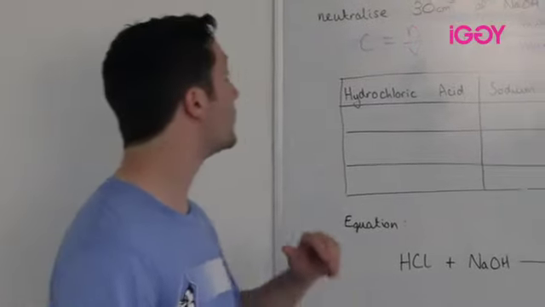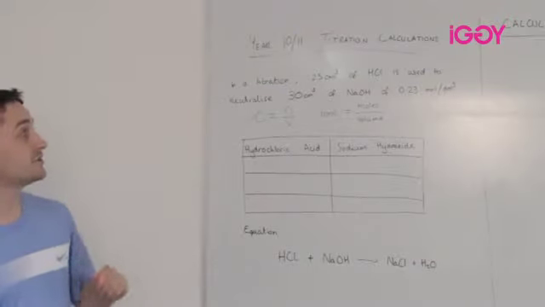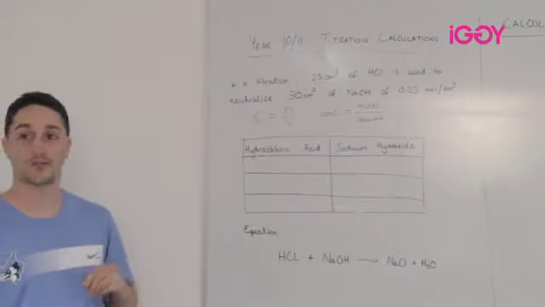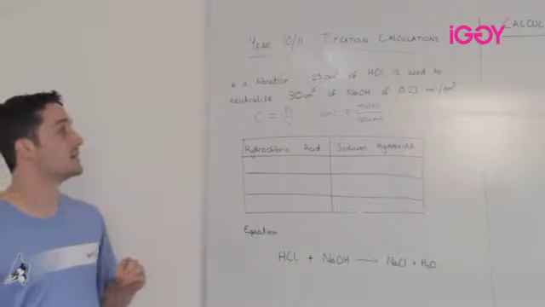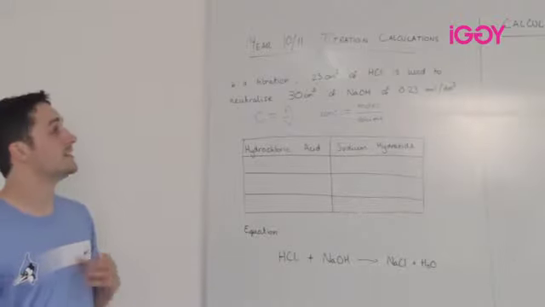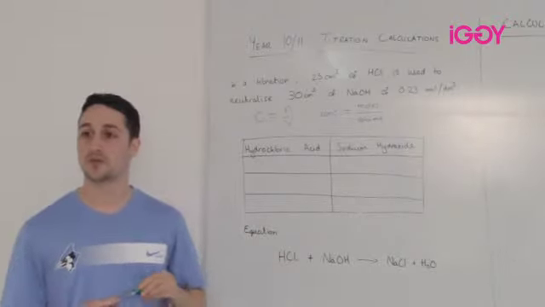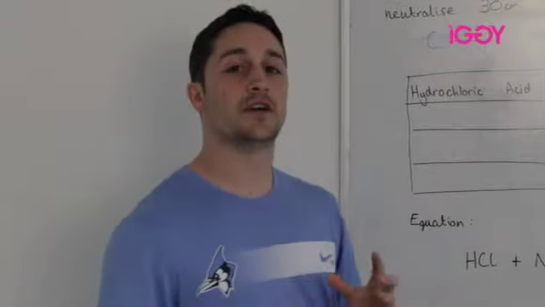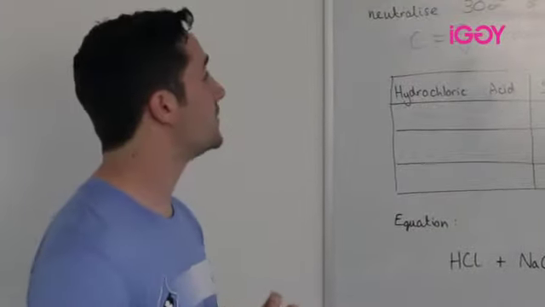So I've got one up on the board here. In a titration, we are taking 25 centimetre cubed of HCl, hydrochloric acid, and using it to neutralise sodium hydroxide. To be more specific, of sodium hydroxide we have 30 centimetre cubed, and that is at a concentration of 0.23 moles per dm cubed. Okay, so there are two important things to note before you start on this question.